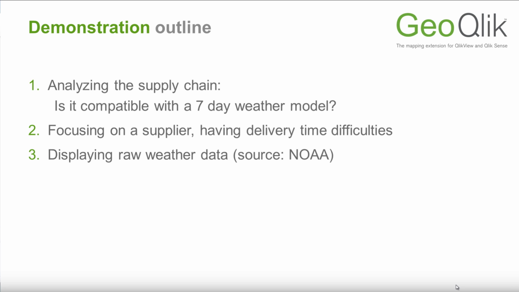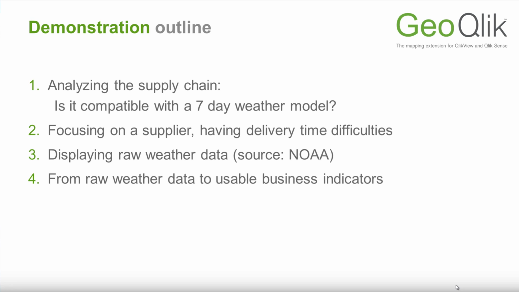Next thing we'll look at will be raw weather data, as can be found on the server of the NOAA, National Oceanic and Atmospheric Administration. We'll use GeoQlik to see an animation of 1 month of precipitation forecasts. The next step will be to view the same data, but this time transformed into usable business indicators on our business territory.